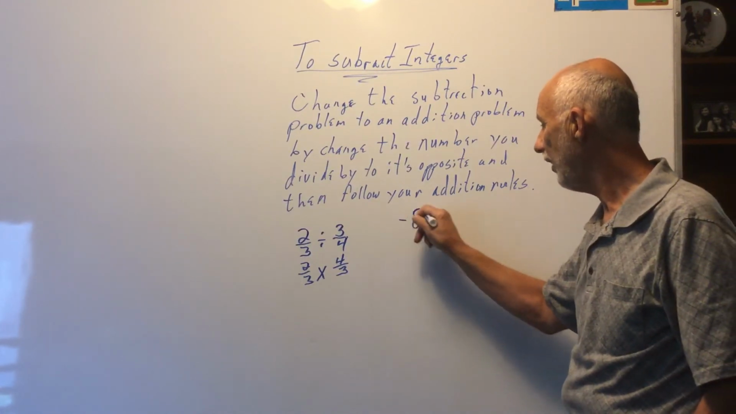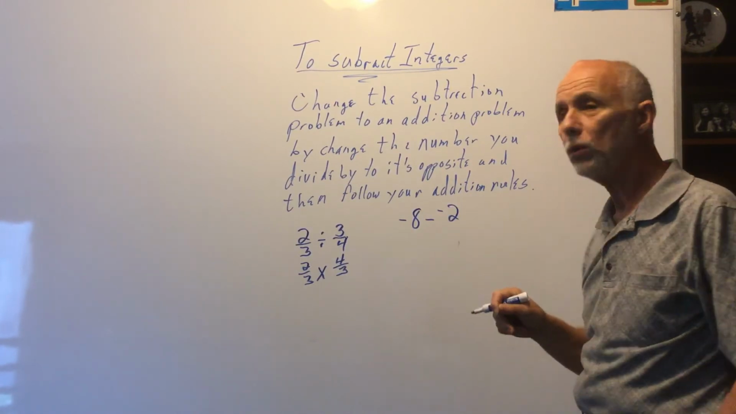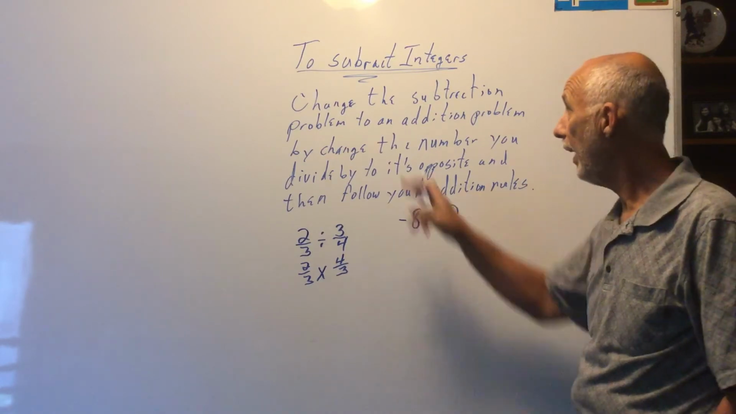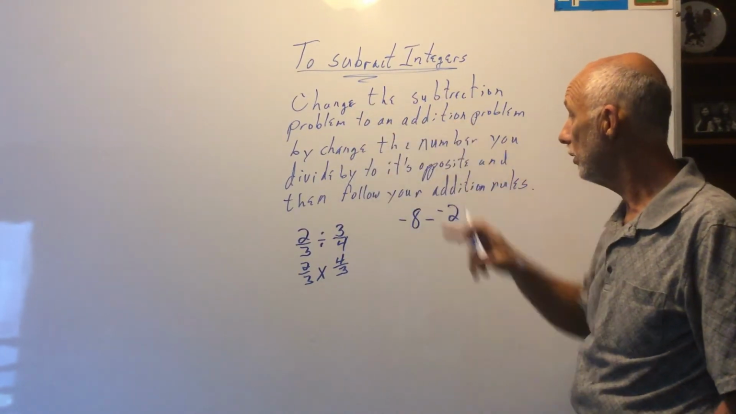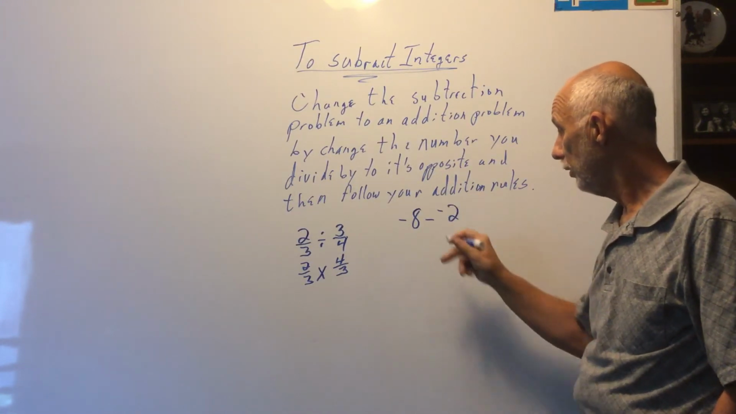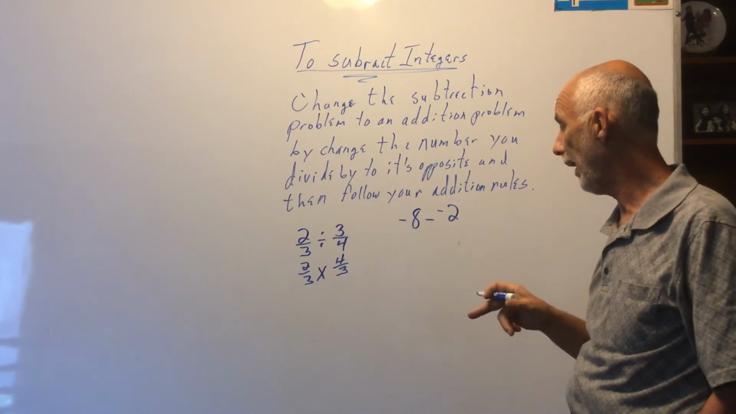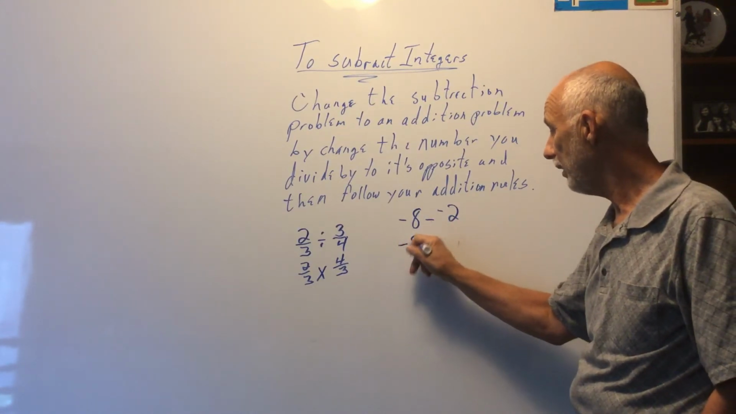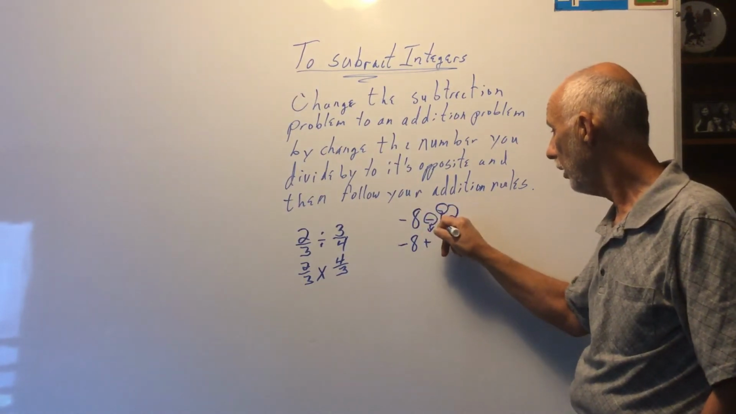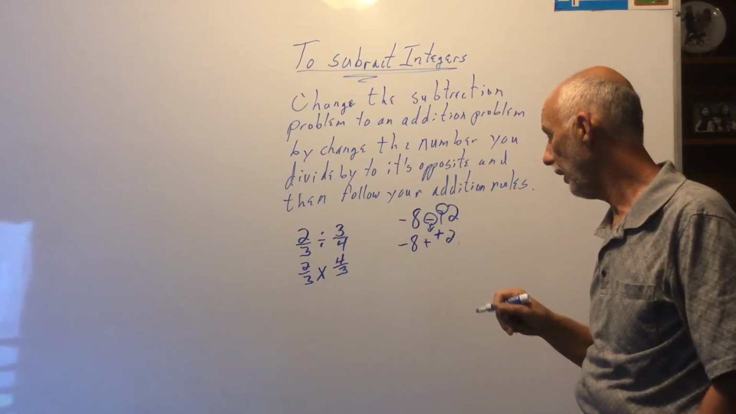If I have a -8 minus a -2, don't try to take a negative minus a negative. Instead, change the subtraction problem to an addition problem by changing the number you subtract by to its opposite. So I'm subtracting by a -2, because the number I subtract by is in the back. So I make this problem a -8 plus a +2, because minus a negative is plus a positive.